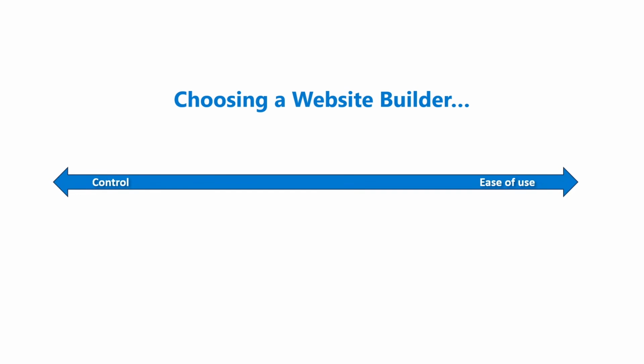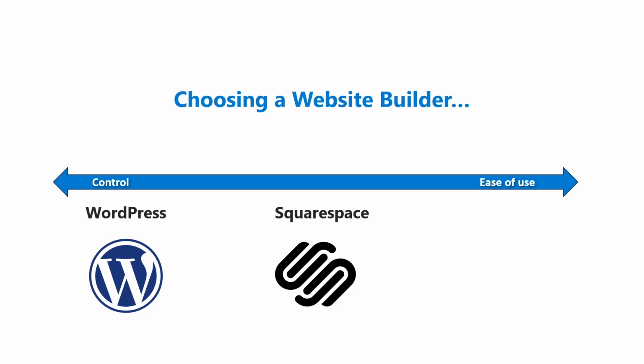Choosing a website builder will require you to think through if you want more control, customization, or more ease of use, low code, no code, and click and drag functionality. Some example website builders that fall within this spectrum are WordPress, Squarespace, and Wix. There's a lot of other website builders out there, but these are three that are reliable and commonly used.